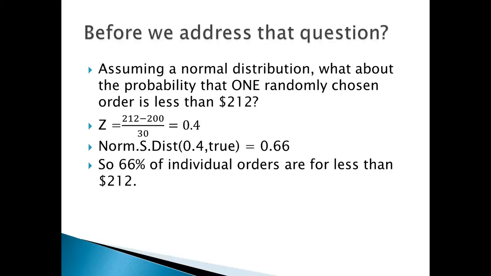Before we talk about this mean of 25 orders though, assume a normal distribution. What about the probability that one randomly chosen order is less than $212? Well, we know how to do that. We just find the z-score, 212 minus 200 over 30, which is 0.4. Use norm mass dist, and we get that 66% of individual orders are for less than 212.